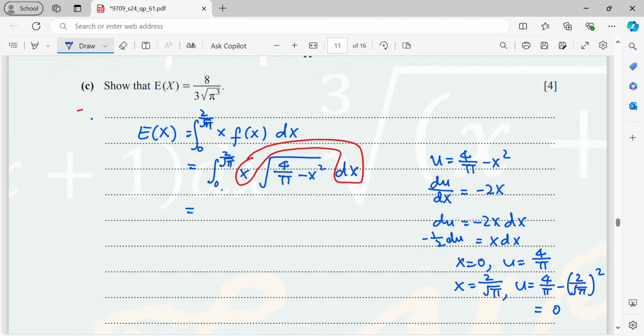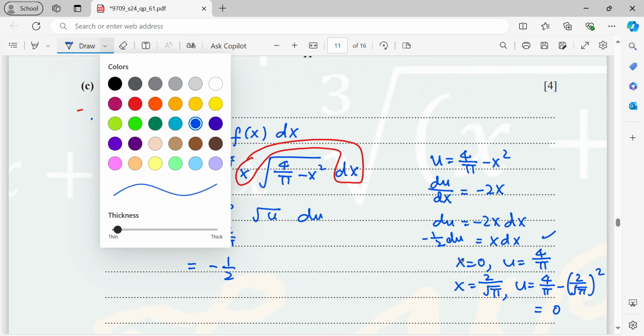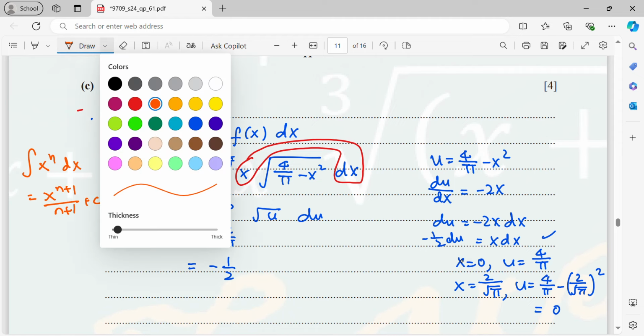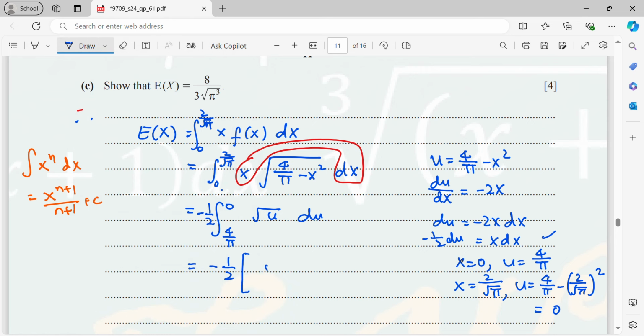So now I will get the integral from 4 over pi to 0. So the x dx will be replaced by minus half du. So I factorize the minus half and write the du at the back. Then the square root becomes square root u. Okay, so now here where I need to integrate, basically we need to add 1 to the degree. So integrating x to the power n dx gives x to the power n plus 1 over n plus 1, then plus c. This is without limits. Now here I will get u to the power half. Half plus 1 is 3 over 2. Divide by 3 over 2 means you times 2 over 3. Then limits 4 over pi to 0.